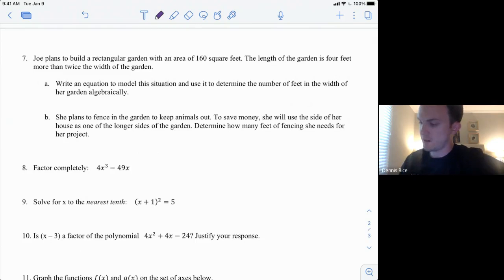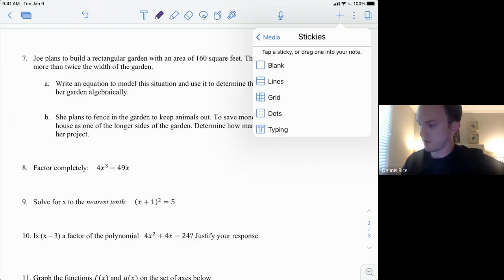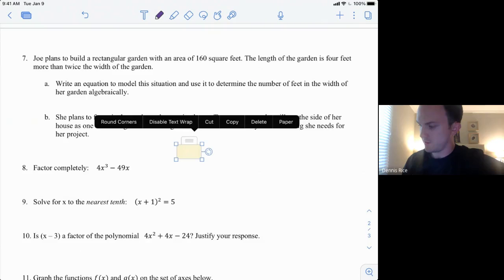Okay, so for any time we're doing a question with... Let me get my stickies. Can you change the color of these?